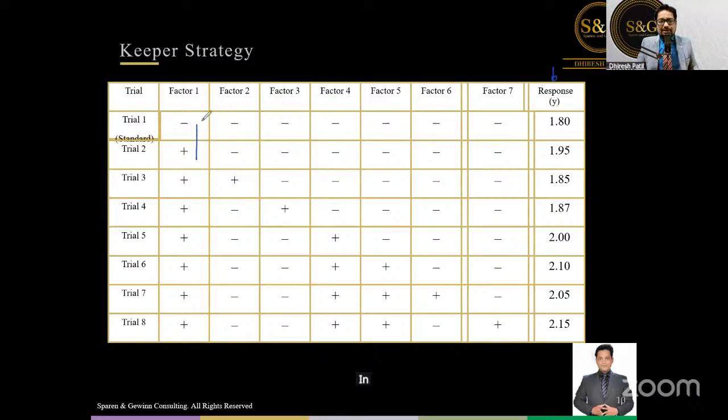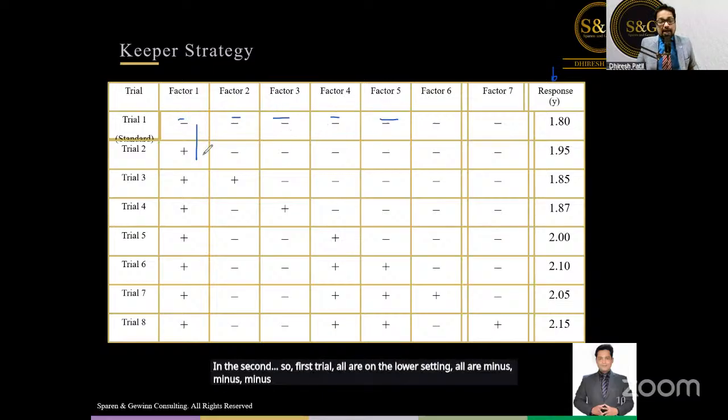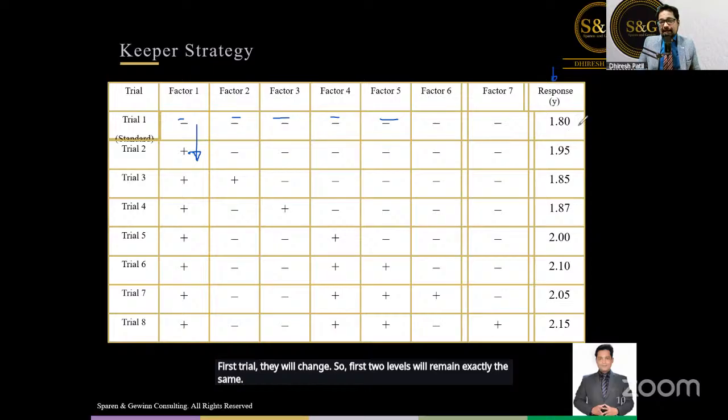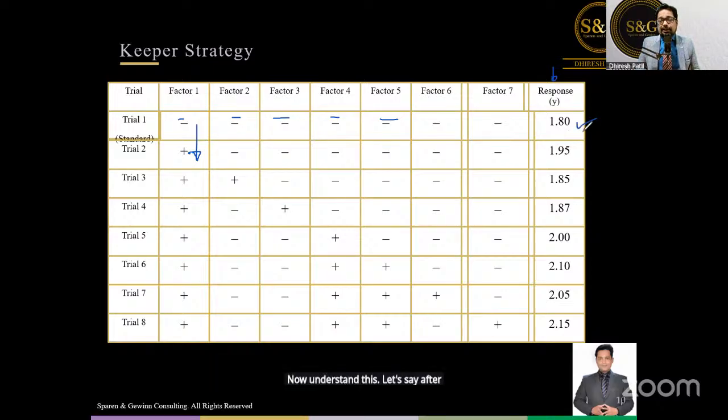In the first trial, all are on the lower setting, all are minus, minus, minus 1, you can see. First trial, they will change. So first two levels will remain exactly same. Now understand this. Let's say after first trial, the response was 1.8.